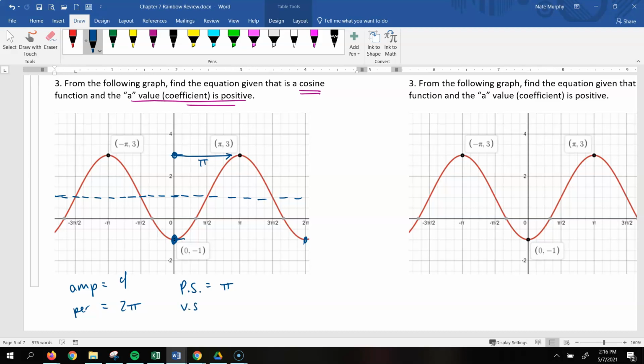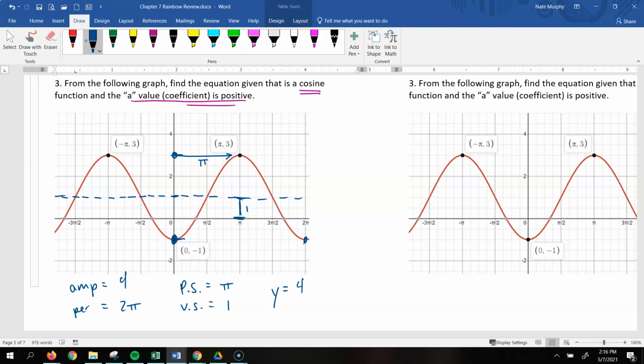The vertical shift is, there is none. It's not moving up or down. Well, actually, wait a minute. I'm sorry. It does move up, because this distance from here to where our midline is 1 unit. I don't know what I was thinking there. So the vertical shift would be 1. So this is for the cosine function.